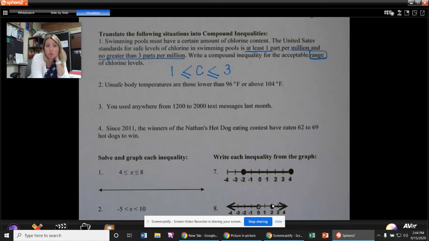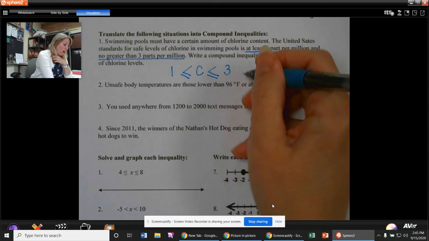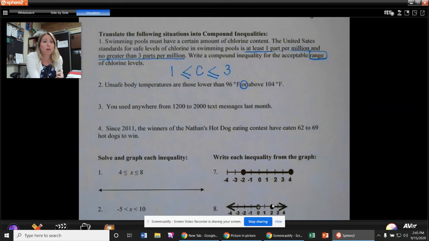Unsafe body temperatures are those lower than 96 degrees or higher than 104 degrees Fahrenheit. So, are there any unsafe body temperatures that are both smaller than 96 and bigger than 104 at the same time? No. Since that's the case, this is an or. And by the way, the word or is literally written in the problem, right? So it helps you make that call of are both things happening, or is only one thing going to happen here? And only one of these things can happen at a time.